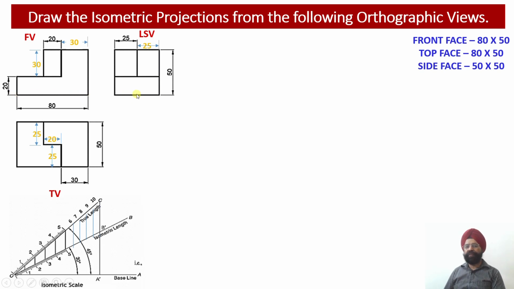It is going to have the width which is equal to 50 millimeter, and it is going to have the height which is equal to 20 millimeter. So this lower part, that is element number 1, I have evaluated. Once I evaluate or draw this particular block onto the isometric projection, half of the construction would be completed.